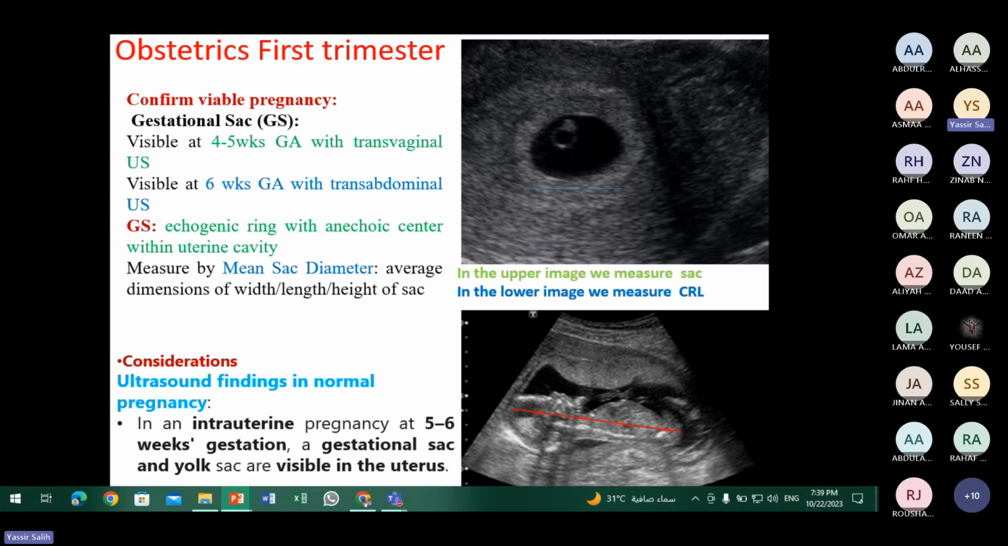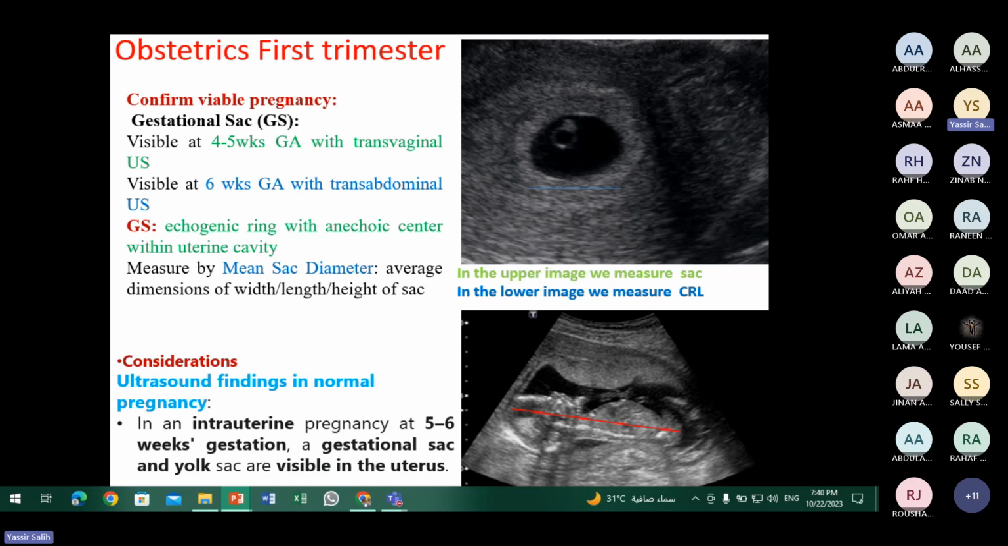Well, we know that... what is the first sign of pregnancy? What sign? Amenorrhea. Yes, amenorrhea. If the patient is complaining of amenorrhea, this raises the possibility of pregnancy.